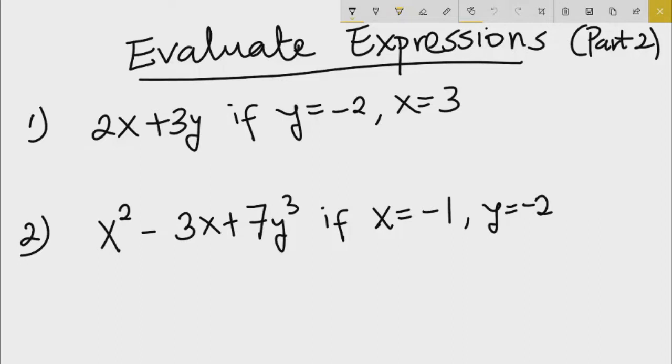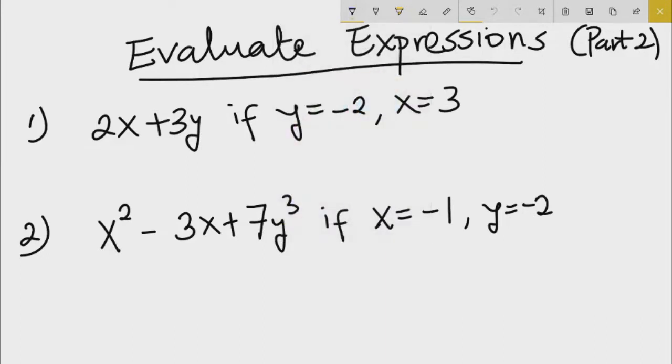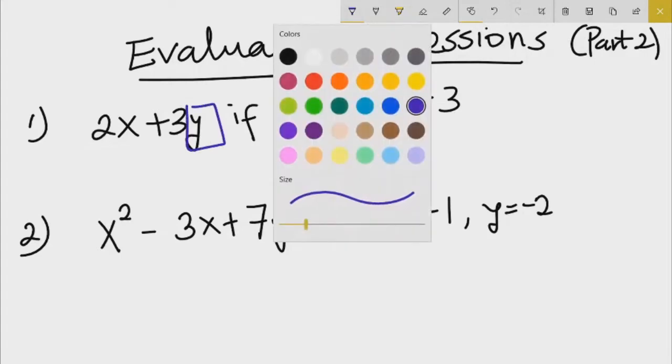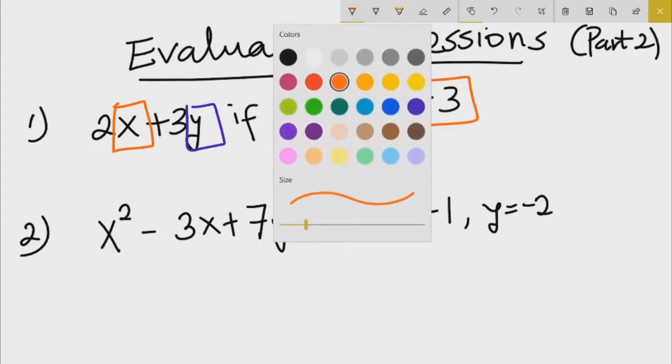values of the variables as x equals 3 and y equals -2. So when you are evaluating an expression, whenever you find y, you want to replace it with the value that you are given. And whenever you find the x, you want to replace that x with the value that you are given. So now, we are going to color code.